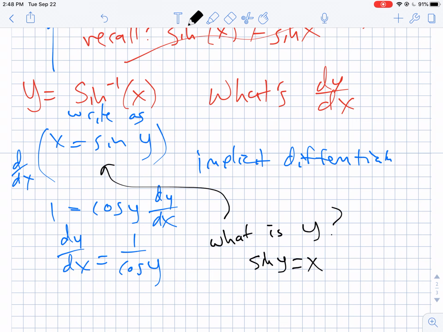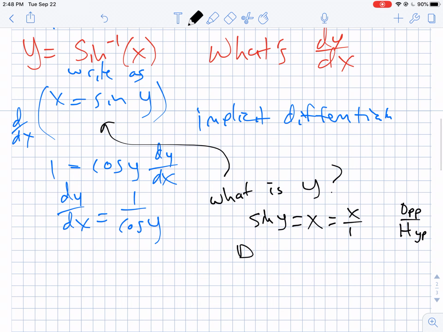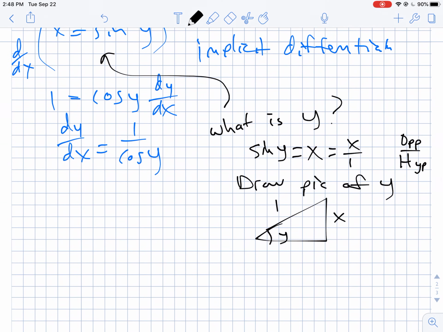And thinking about SOHCAHTOA, the sine of y, which is x over 1, we could think about as opposite over hypotenuse. So I'm going to draw a picture of that angle y. In some right triangle, if I have some angle y, and I take the sine of that and get x over 1, that's saying the opposite over the hypotenuse is x over 1. So now, using this picture, I'm going to find the cosine of y.